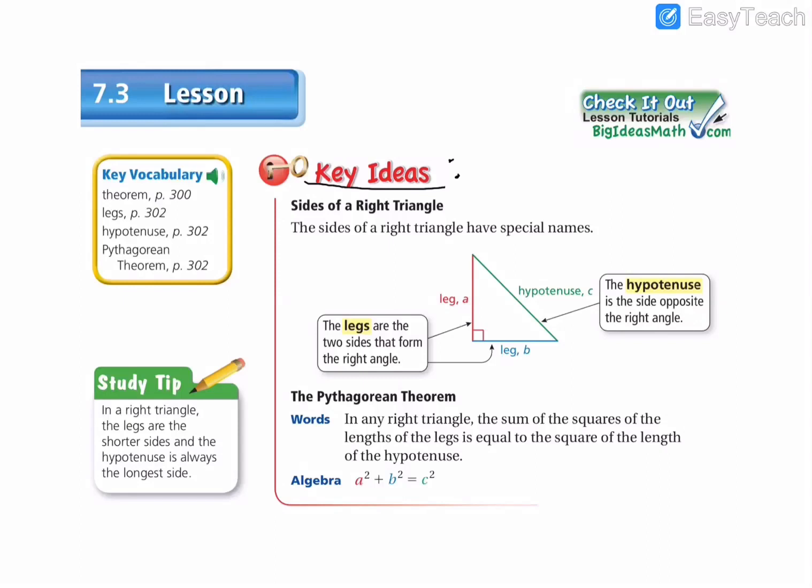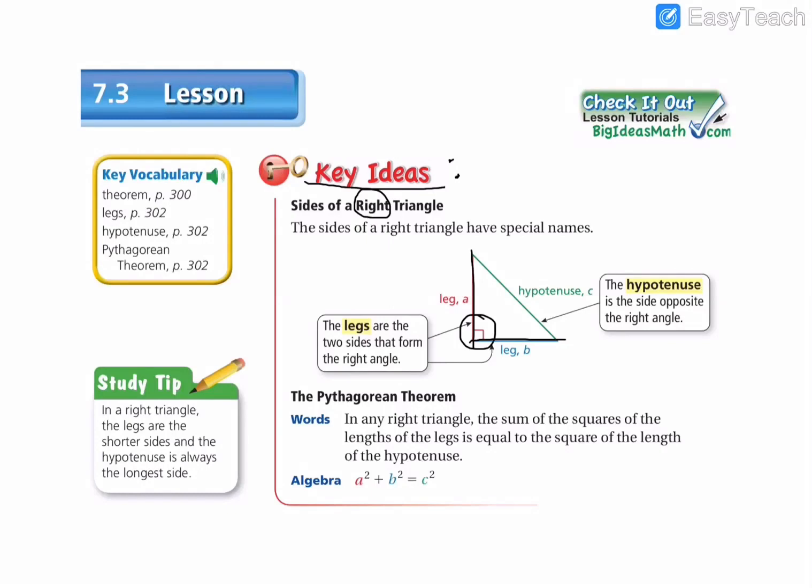So the sides of a right triangle. Again, make sure that you are noting that this has to be a right triangle. In order for Pythagorean's theorem to work, it has to be a right triangle. The special names for a right triangle: there are two legs, and then there is a hypotenuse. The legs are the ones, as you can see in this picture, that form right here and right here to create that 90-degree angle.